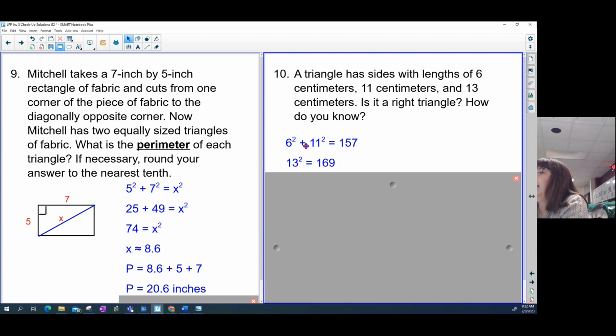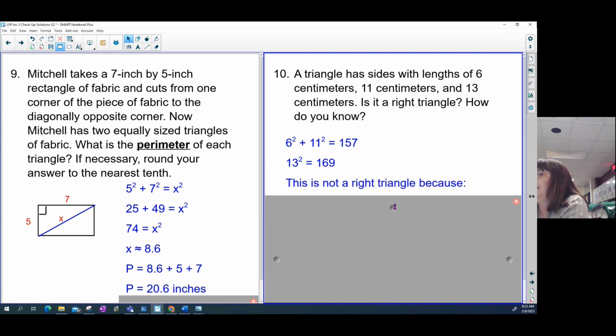And then the right side would be my 13 because that's my biggest side length. I know that has to be my hypotenuse. And 13 squared is 169. And 157 does not equal 169. So this is not a right triangle because a squared plus b squared does not equal c squared.